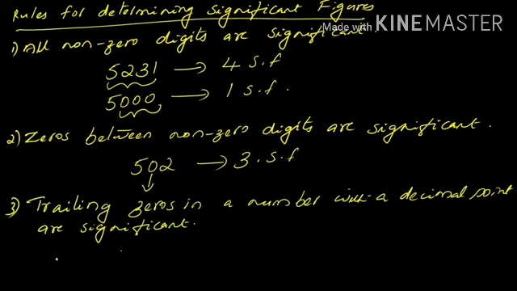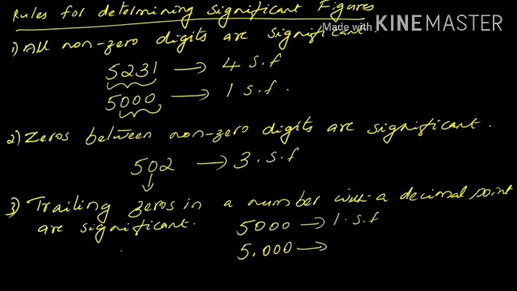Okay, now we can look at the third rule. The third rule states that trailing zeros, or the terminating zeros, in a number with a decimal point are significant. That means if the zeros are coming after a decimal point, then we need to count those zeros also. For example, 5000. Here we should not count those zeros. So there is only one significant figure.